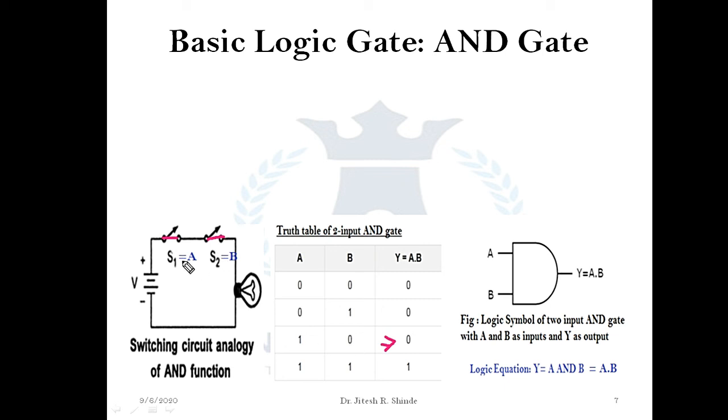Case 4, A equal to 1, B equal to 1, means both the switches are closed. Now here the signal path is completed, the signal will reach up to the bulb and hence the bulb will get turned on.